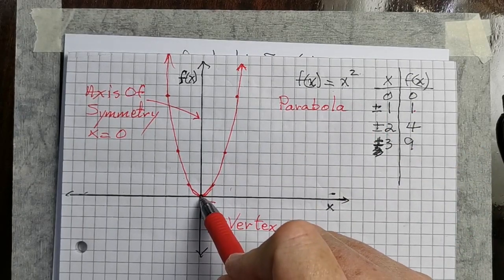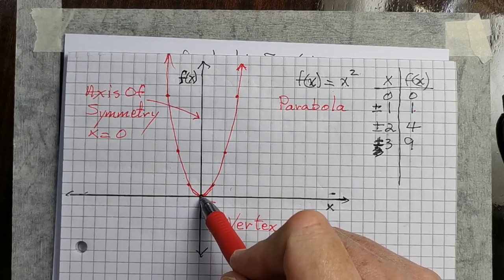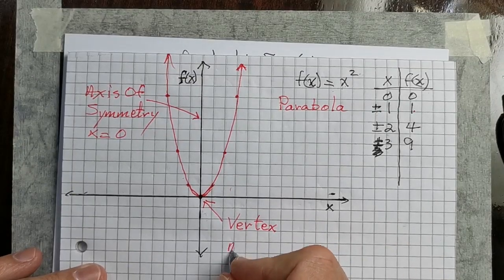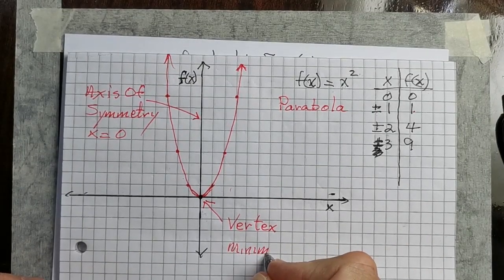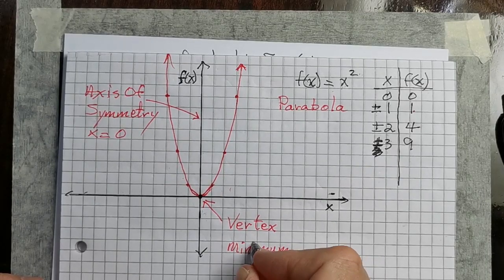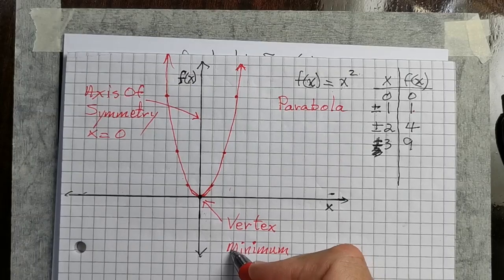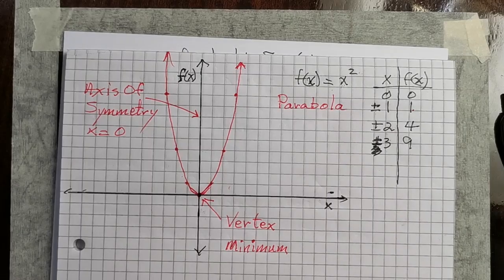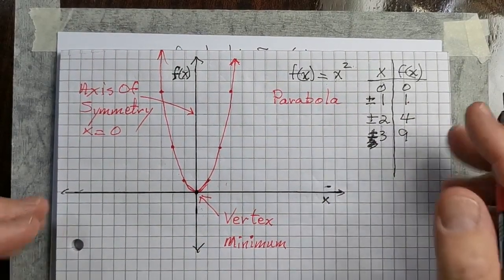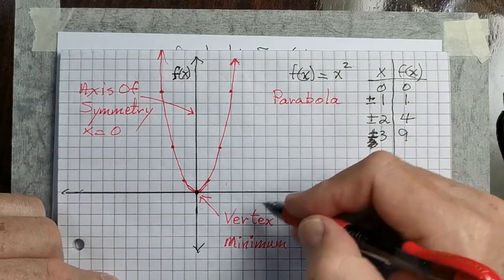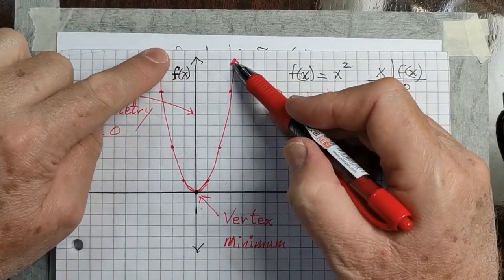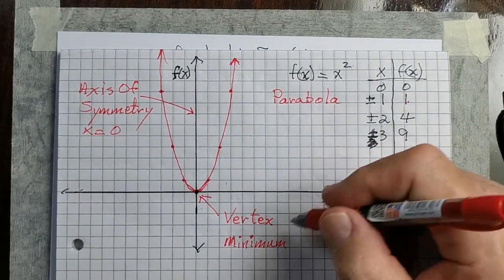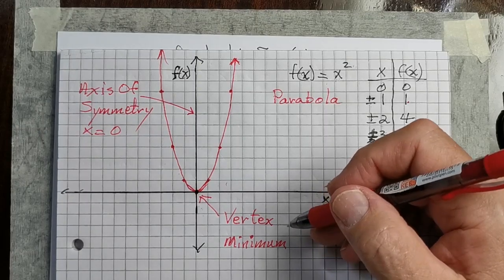Or what's another word for the smallest value or the lowest? We would call that a minimum, wouldn't we? So this vertex represents a minimum. Now it turns out that when we deal with quadratic functions, the vertex will either be a minimum or a maximum. Now we'll do some maximums in a little bit, but if this thing were flipped over, so if it were opening downwards instead of upwards, then the vertex would represent a maximum value. So here we have then parabola.